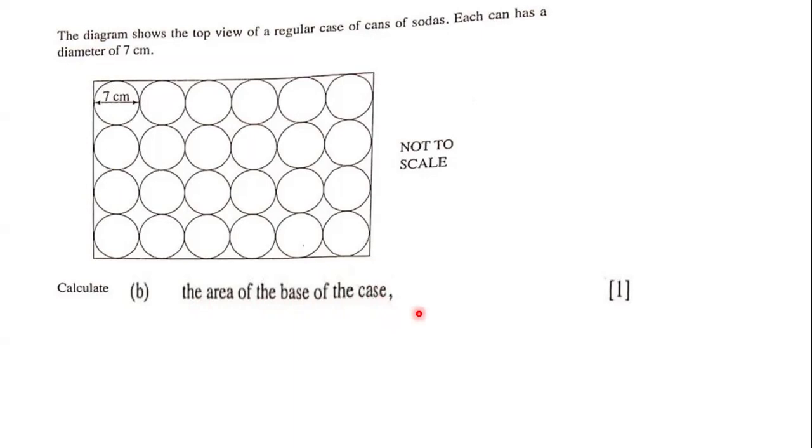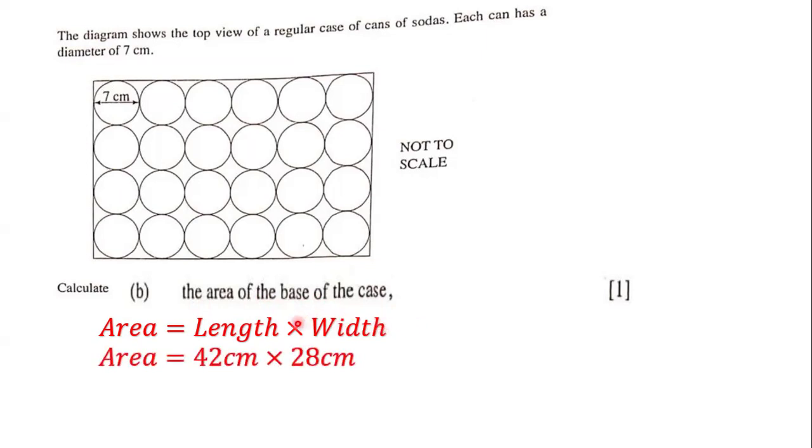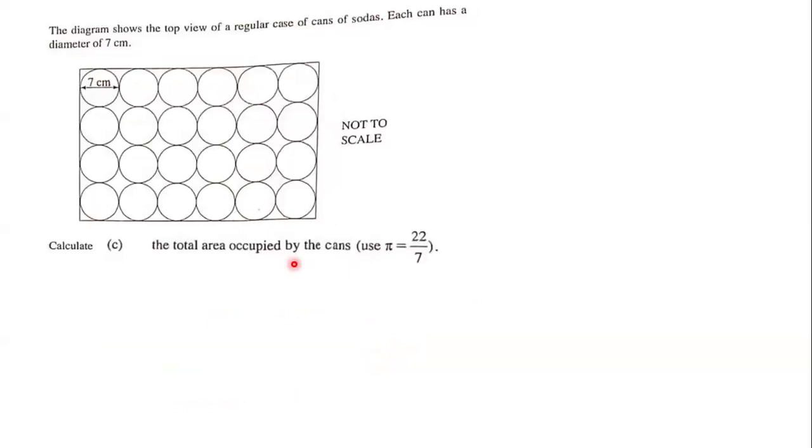Well, it's a rectangular case. And so the area is going to be length times width, where the length, which we just saw previously, was 42 centimeters and the width is 28 centimeters. So we have 42 centimeters multiplied by 28 centimeters. And when we multiply these two together, we get 1,176 centimeters squared. And that's the area of the base of the case, 1,176 centimeters squared.